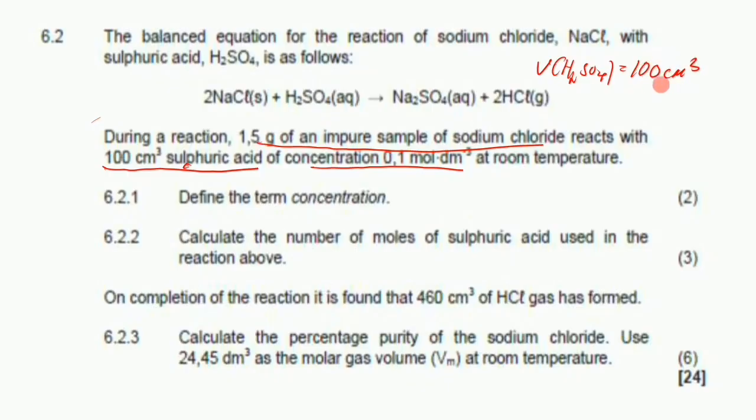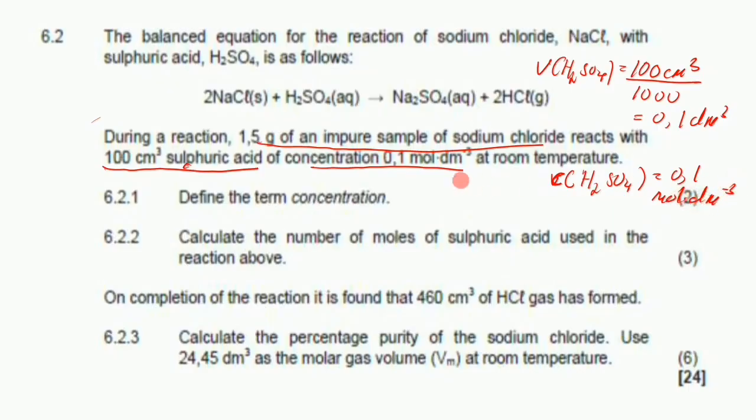But then we know this is not in the desired SI unit. So what must we do? We must divide this by 1000. So we have 0.1 dm cube, right? So this is the first thing that you want to do, guys, when you are faced with these questions. You want to collect your data. Then we are also given the concentration of sulfuric acid, which is 0.1 mole per dm cube.